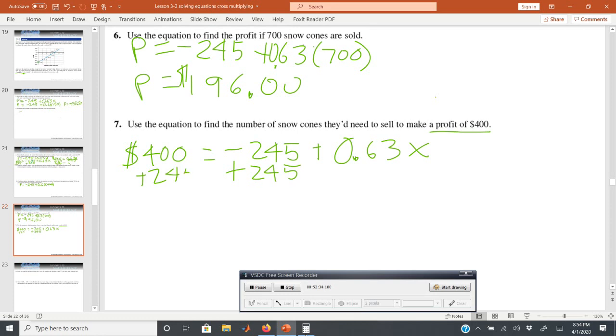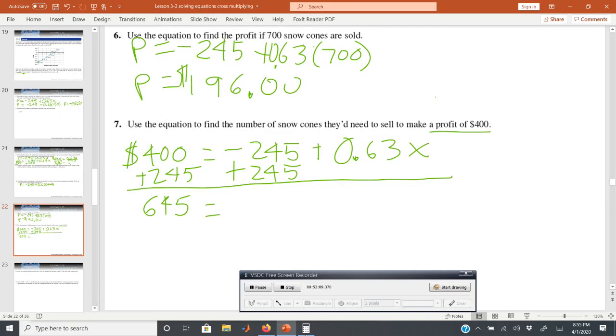If we think about the problem outside of solving equations, we want to answer this question. We know we're going to have to make a $400 profit. We're also going to have to make the $245 of fixed costs. So we have to make 245 to pay the fixed costs. We have to make another 400. We have to make a total of 645 dollars to get our 400 profit.